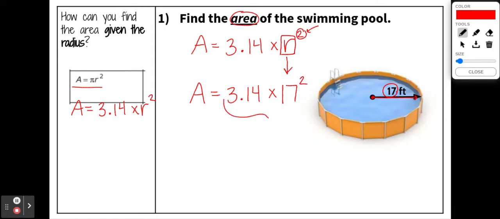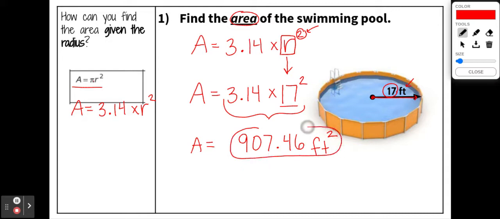Now time for the calculator. We want 3.14 times 17 squared. Really this is 3.14 times 17 times 17, because that's 17 squared. My calculator says that we get 907.46. That is the area of the pool. The units that we're using are feet, so remember, this is feet squared. Here is our area of the pool.